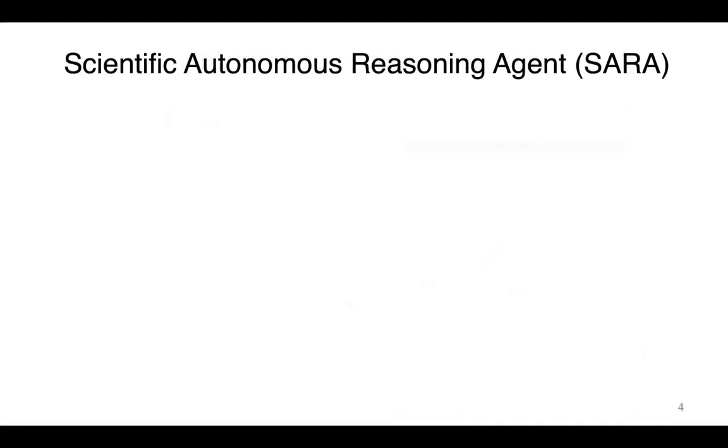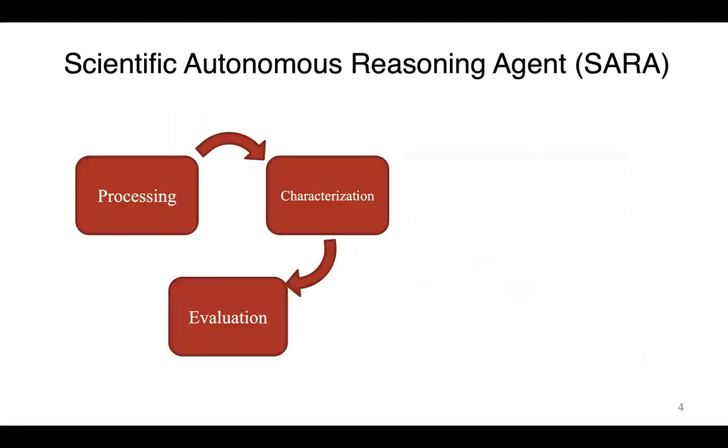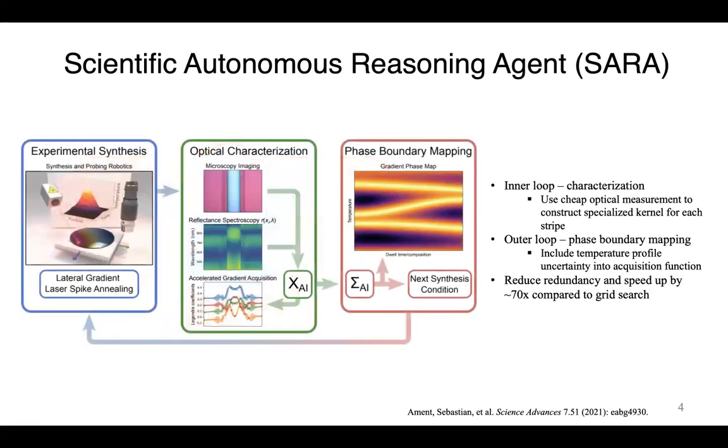We recently developed this scientific autonomous reasoning agent, or SARA. In materials science, we often fall into a processing, characterization, and evaluation research paradigm. Now what we want to do is to have an AI, an automated robot, take over everything so that we can just look at the results, basically. This is the implementation of that.